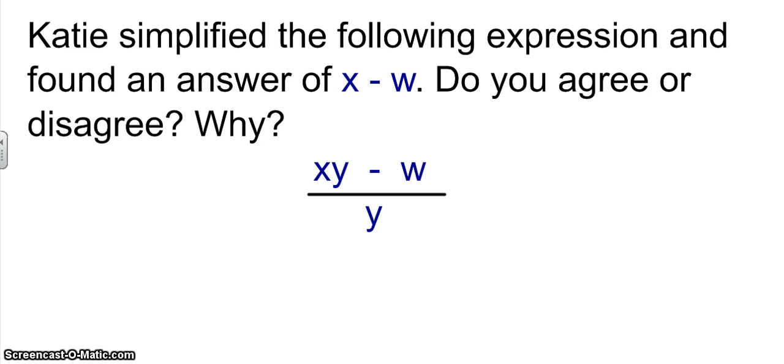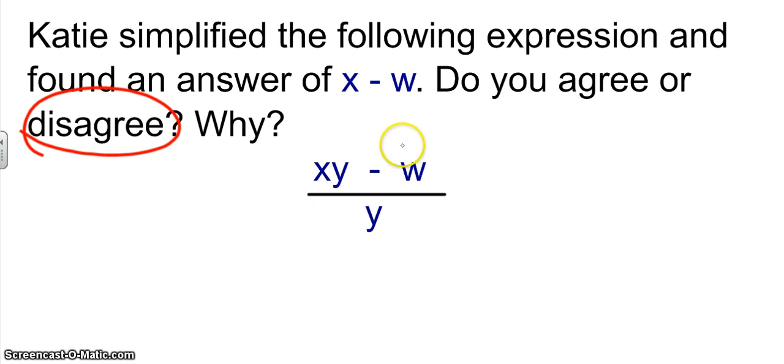Alright, Katie simplified the following expression and found an answer of x minus w. Do you agree or disagree, and why? Go ahead and pause your video. Decide whether or not you agree or disagree. Alright, I hope that you guys came up with the fact that you disagree.